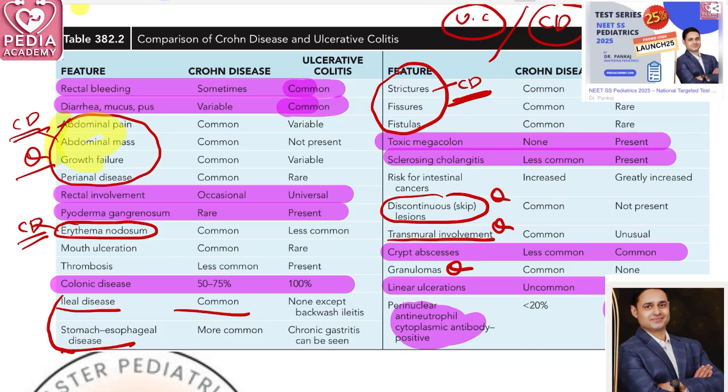Abdominal mass, pain, growth failure, and perianal disease are most common in CD. Erythema nodosum is seen in CD. Ileal disease, stomach, and esophageal disease are seen in Crohn's disease. Stricture, fissures, and fistula are seen in Crohn's disease. Discontinuous lesions and transmural involvement are seen in Crohn's disease. So you have to be very well versed with this because this is very much important.